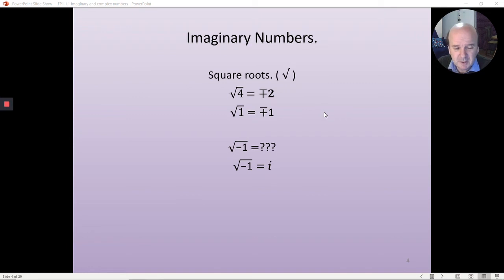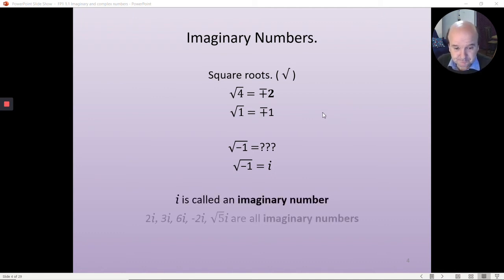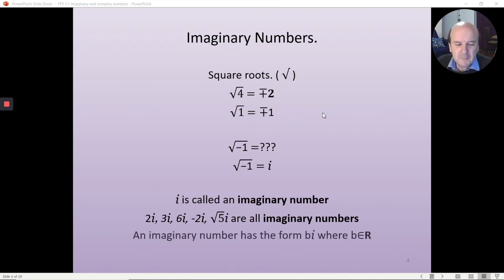But in terms of the question, what is the square root of minus 1? Well, it's the square root of minus 1. i is called an imaginary number, and so is any multiple of i. So 2i, 3i, 6i, minus 2 root 5 i, they're all imaginary numbers. Any number which has got the form bi, something times by i, where that something is a real number. Which brings us to our first set of examples.